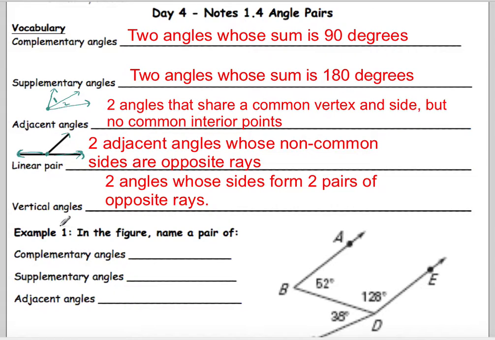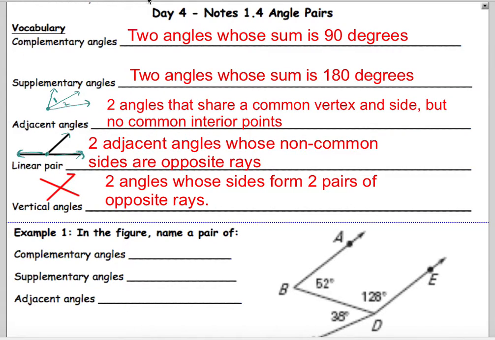Vertical angles have to be a pair. It's two angles whose sides form two pairs of opposite rays. So here we have one pair of opposite rays. If you have two pairs of opposite rays, essentially what you have is two lines that are crossing. So here and here.